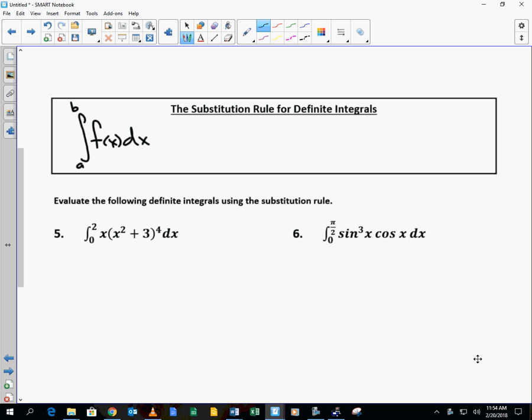Okay, we've been spending a lot of time on integrals. This is the definite integral. And you learned that the integral from a to b of f of x dx is equal to, anybody remember? Very good. Big F of A minus big F of B, where big F is any antiderivative of little f.